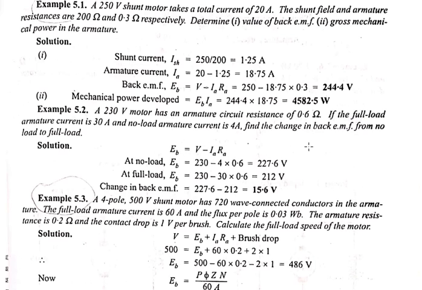V is equal to IARA plus EB, or EB is equal to V minus IARA. At no load, EB is equal to 230, IA is given at no load 4 amperes into 0.6, that will come as 227.6. At no load the amount of back EMF produced is higher, and at full load EB is equal to 230 minus the IA, the current is 30 amperes for the full load, and if you calculate you get it as 212 volt.